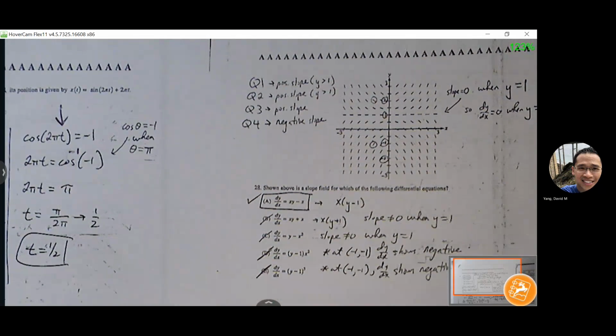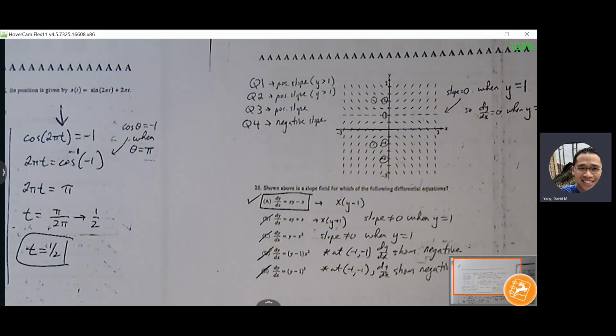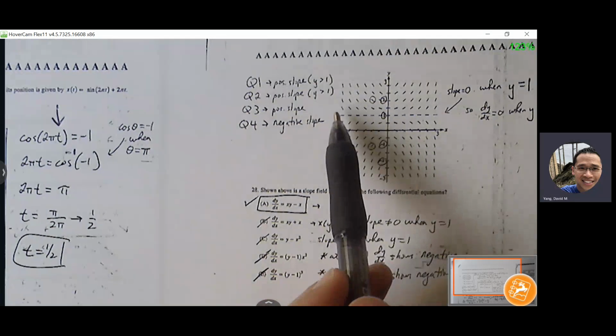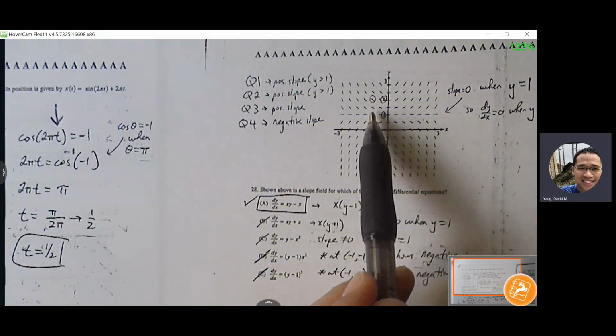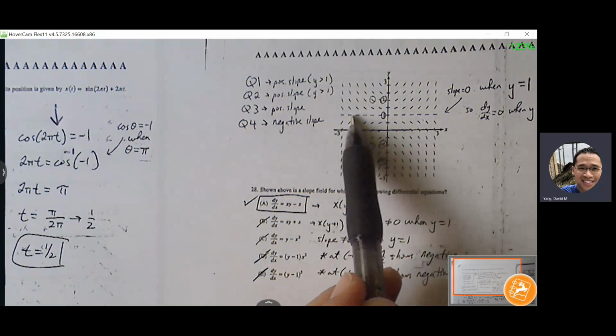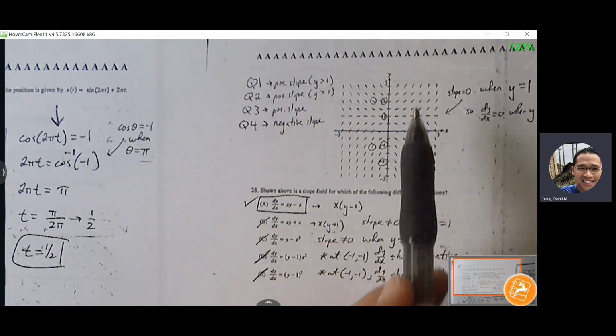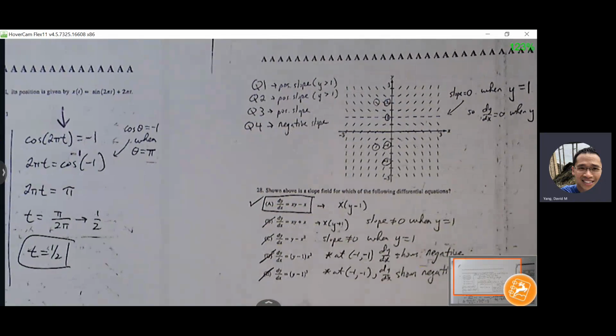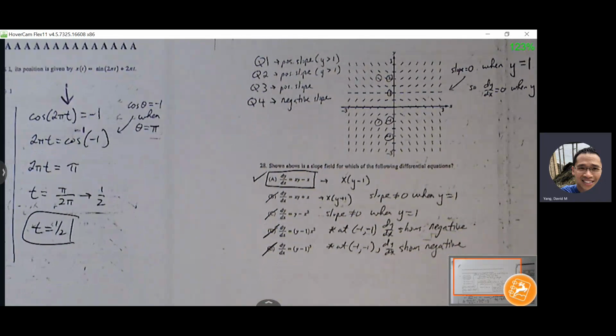Okay, which is the following differential equation for the slope field above? We can tell that this horizontal line is indicating that there is a slope of 0, and slope 0 must be at y equals 1. And we see that pop up over and over again. So it must be one of these options involving y minus 1.